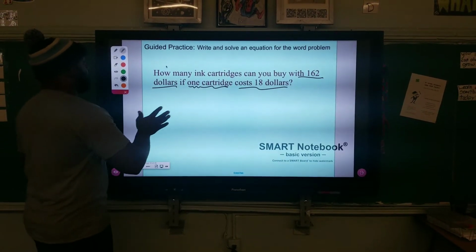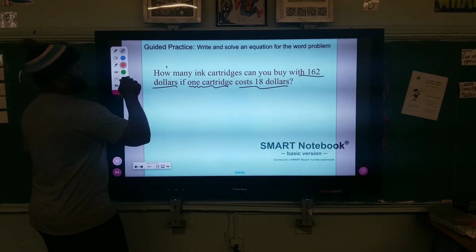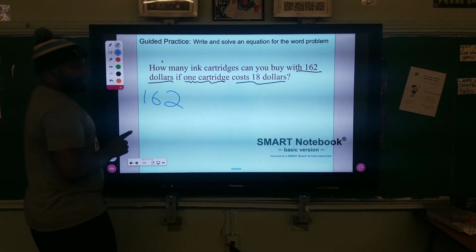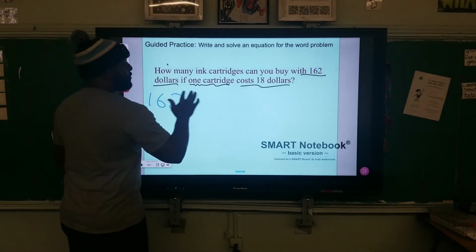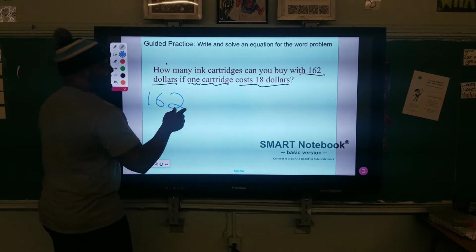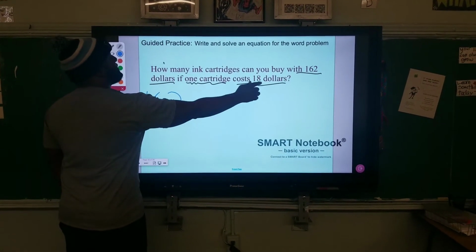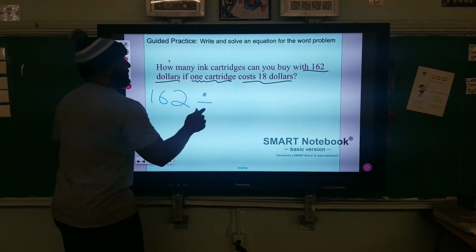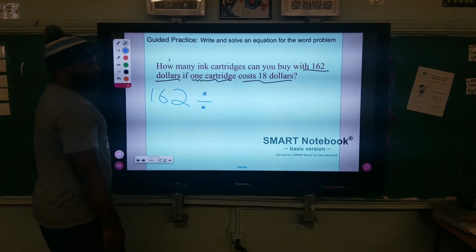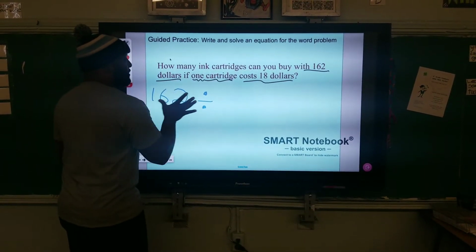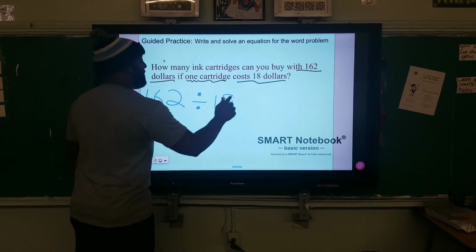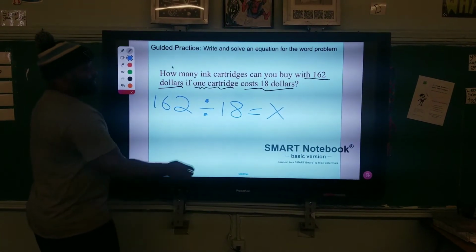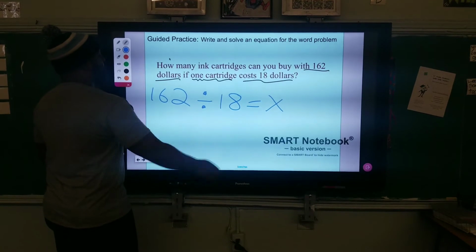Okay, so if we were thinking that way, we would want to take our 162, because we want to write this a one-time thing. $162 is what we start with, that's what we have in our pocket, and each cartridge costs $18. As soon as we say each, that's more than one thing, that's a division problem. We want to get from bigger to smaller, we want to divide by 18 to figure out what our answer is. So we're taking our 162, dividing it by 18.